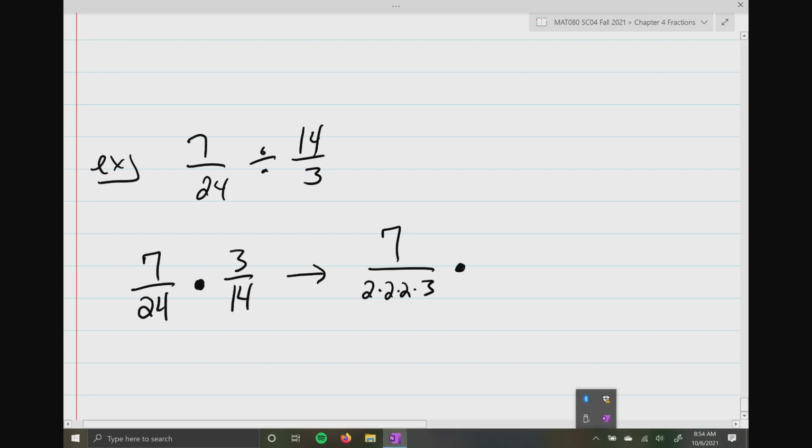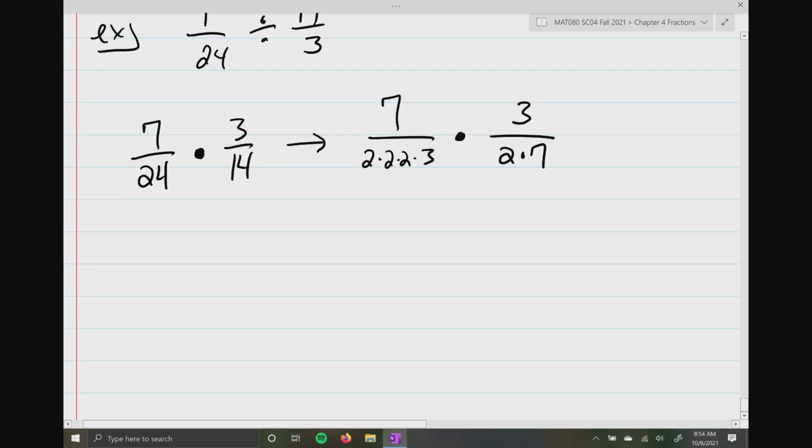Now for the second fraction. 3 is prime, so it stays the same. 14 is 2 times 7. Now the reason why I did that is so I can write one big numerator in order and one big denominator in order.